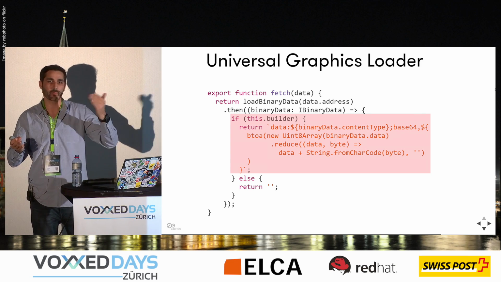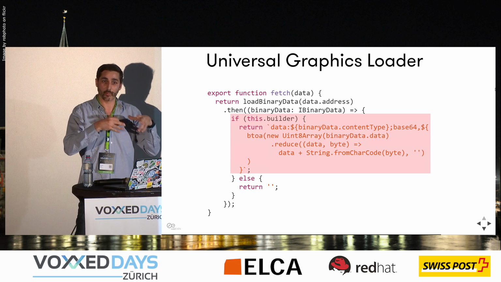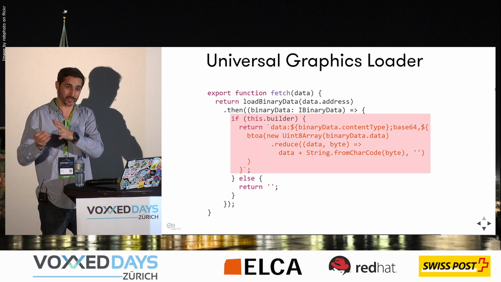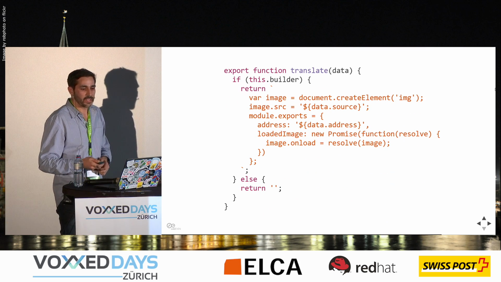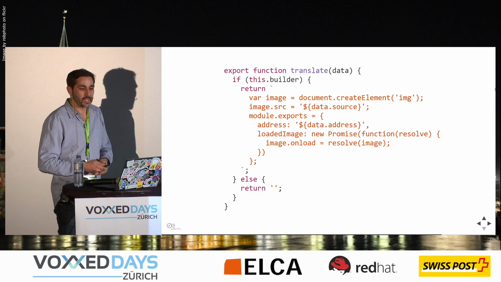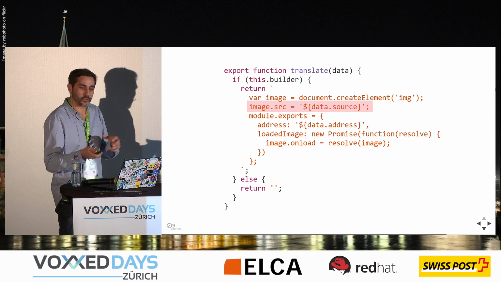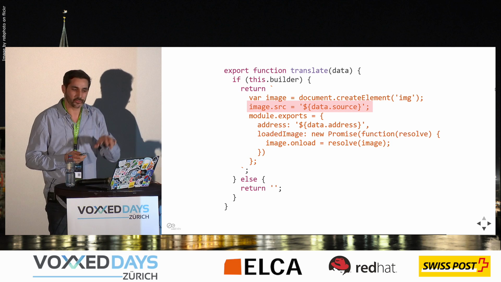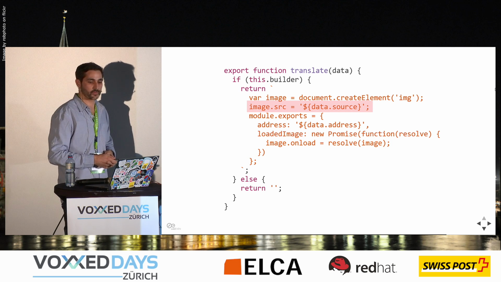So we kind of distinguish between the two processes. Are we in the browser? Then we can shortcut and load the files directly. Or are we in Node.js building with System Builder? Then we need to create text which gets into the JavaScript bundle. So that's what we're doing here. And then in the translate hook, which is responsible for creating the source code for the module, we create an image. We just use the data URI text that we created in the fetch and put it into the image source here. And this is then created as a CommonJS module export.